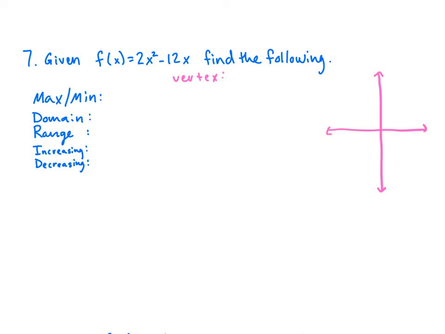-b/2a. So we have our a, b, and then our c is 0. So we have -12 over 2 times 2. So this would be 12/4. So our axis of symmetry would be 3.